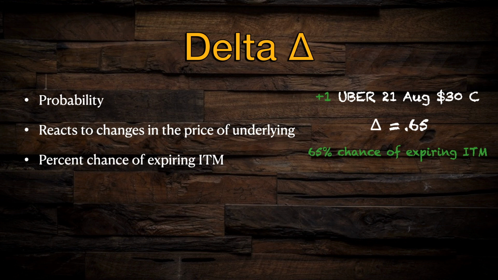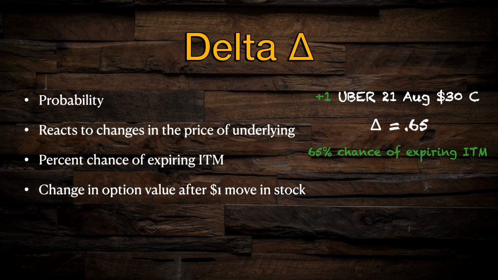Delta can also be used to predict how much the value of an option will change if the price of the underlying stock moves by $1. So if you own a call contract with a $30 strike price and a delta of 0.65, then if the underlying stock increases in value by $1, say from $32 per share to $33, the call option would then increase in value by 65 cents from 3.5 to 4.15. Now remember, this is the price per share, so don't forget to multiply by 100. So one full contract would now be worth $415. The same goes for the opposite direction.